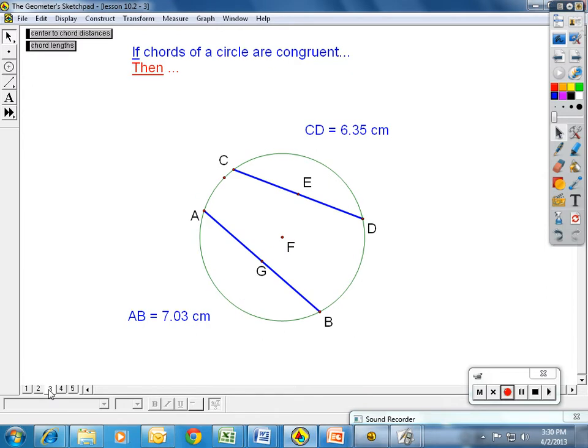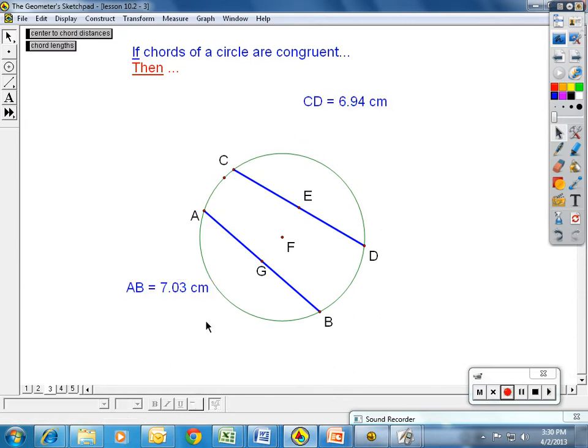Okay, in blue, if chords of a circle are congruent, so now I've got chords that are congruent, then what can I conclude? Notice here as I play with these, in blue is my chords, and now I'm talking about the distances here. So let's go ahead and make these distances equal. Let's make that 7.03. There we go. What do you suppose is true?